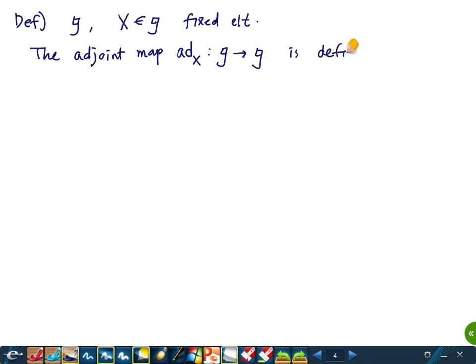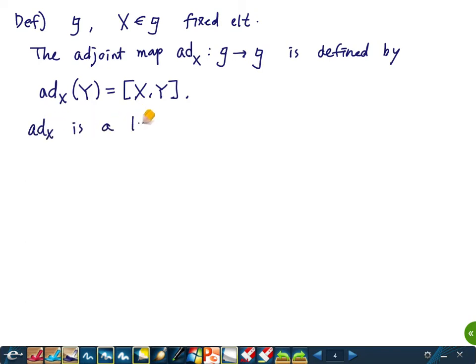The map is quite simple. Because it's a map, once we have Y, we must get some element in G. But that's just the definition. Whenever we have Y, we have this Lie bracket, so it's an element in G, so you send Y to some element. That's the definition of the adjoint map. By definition, it should be a linear map, a vector space map. So this is for sure a linear map.